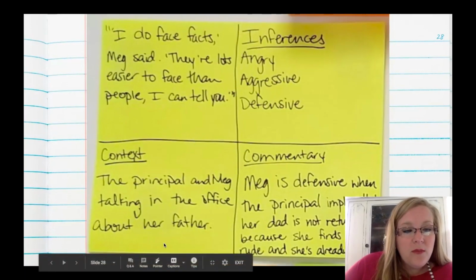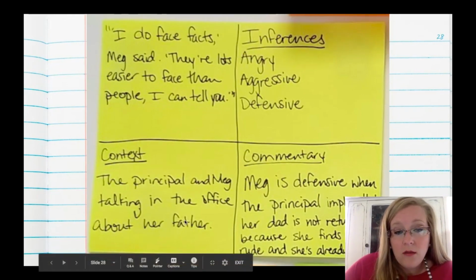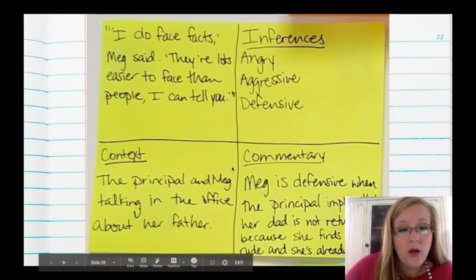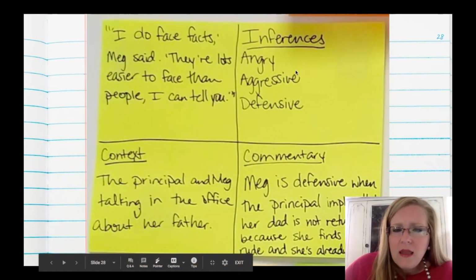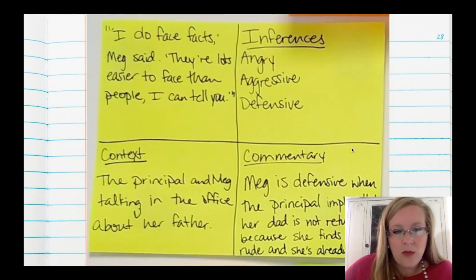The principal and Meg are talking in the office about her father. Okay, no emotions, no type of inferencing, no feelings from the character, just who, what, when, where. All right, they said that Meg was angry, aggressive, defensive. Okay, I would be in agreement. Meg is defensive. Remember, we're just filling in the blank. Meg is defensive. That comes straight from the inferences.